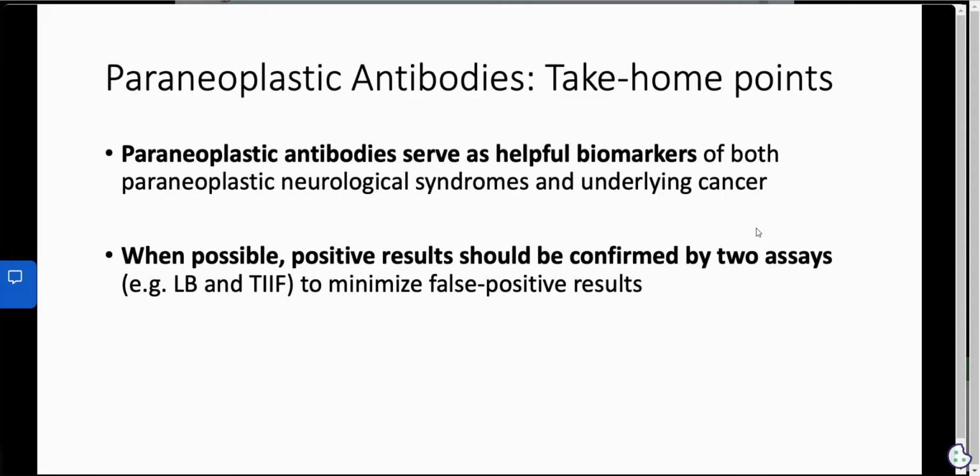So there's a few take-home points. Paraneoplastic antibodies are very helpful biomarkers of both paraneoplastic neurologic syndromes and underlying cancer. And whenever possible, positive results should be confirmed by 2 assays, such as line blot and tissue indirect immunofluorescence, to minimize false positive results.